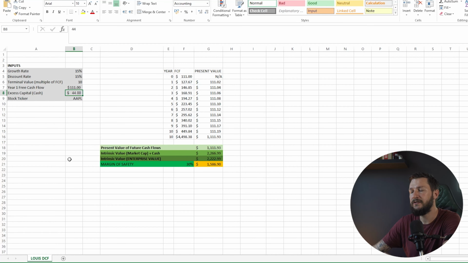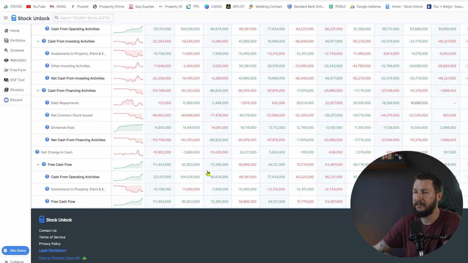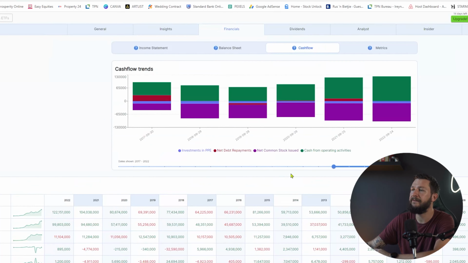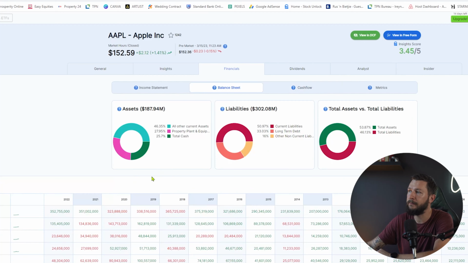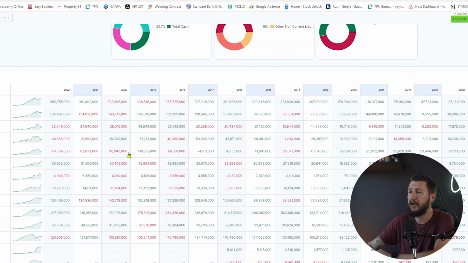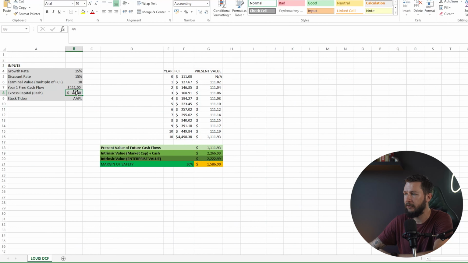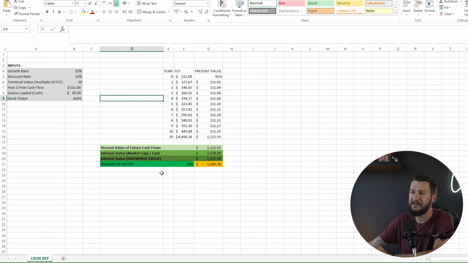And then next we need to know the excess capital or cash that Apple has available. Again, we can find this on Stock Unlock. We'll jump to the balance sheet and scroll down to where it shows total cash. Here we can see that Apple has a total cash amount of $48 billion, and that's what we are going to input over there. We can see the present value of future cash flow, and we can see the intrinsic value or the market capitalization, which includes the total cash position, or the intrinsic value, which is the enterprise value, which does not include the cash position.